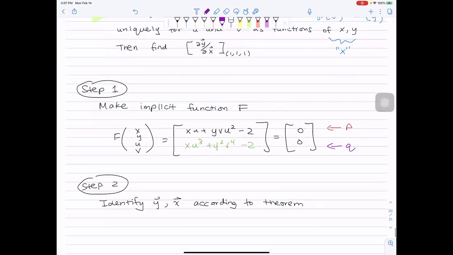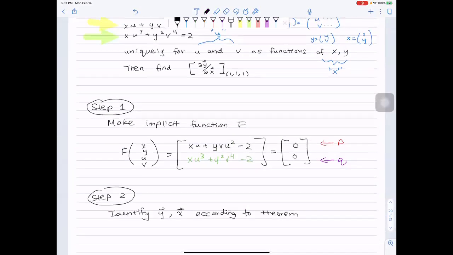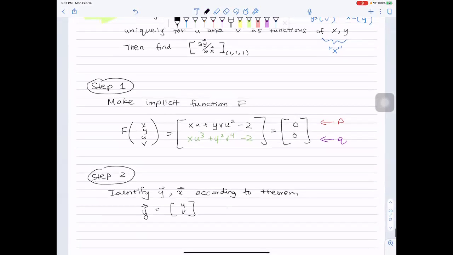Second step, identify y and x. So I just said above, y is what we're looking for, so let's call it u and v. And let's call x everything else. Well, we took care of u and v, so the only input variables that are left are x and y.